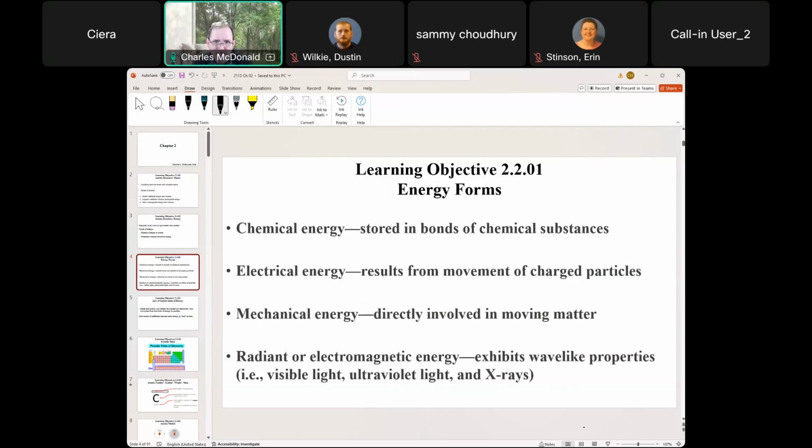And then we got the radiant, the electromagnetic. This is magnetism, but for our purposes, it's also light. The visible light we can see with our eyes, the UV light, infrared light, which is on all our remotes, and then X-rays that we use to visualize things inside a patient without being too awfully invasive.